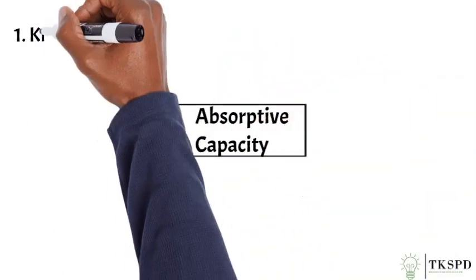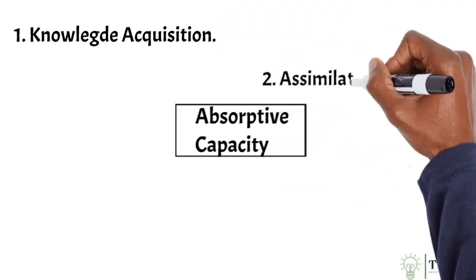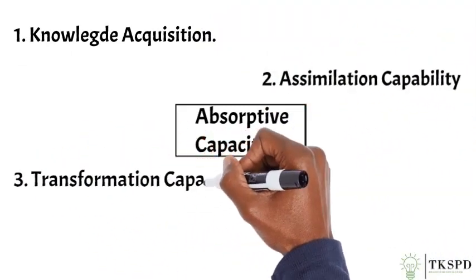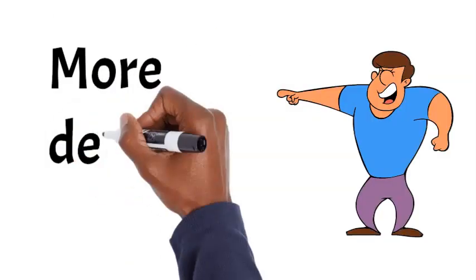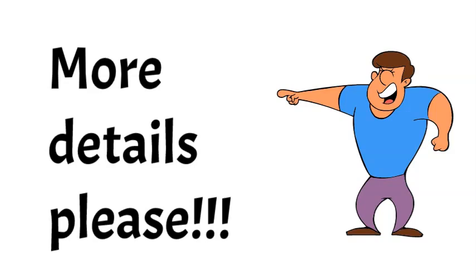Absorptive capacity has been divided into 4 parts, which are: 1. Knowledge acquisition. 2. Assimilation capability. 3. Transformation capability. 4. Exploitation capability. Now let's look at them one after the other.